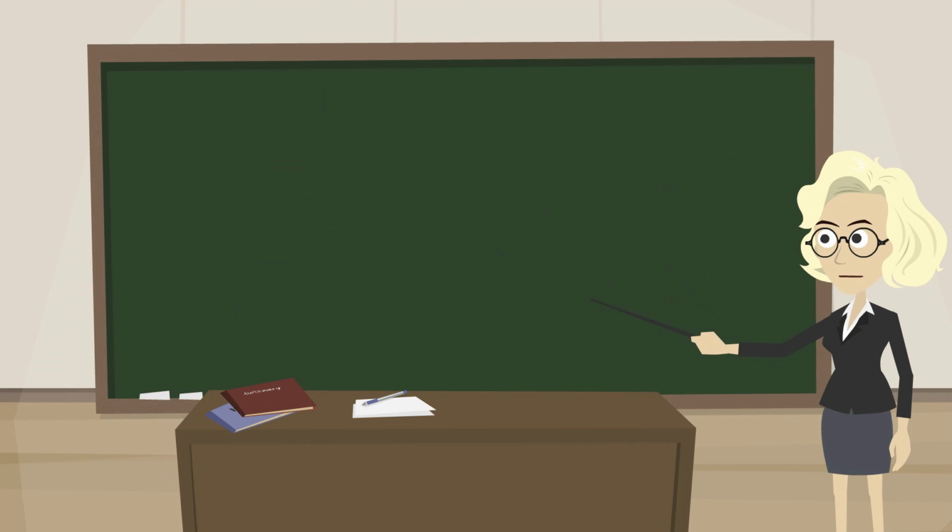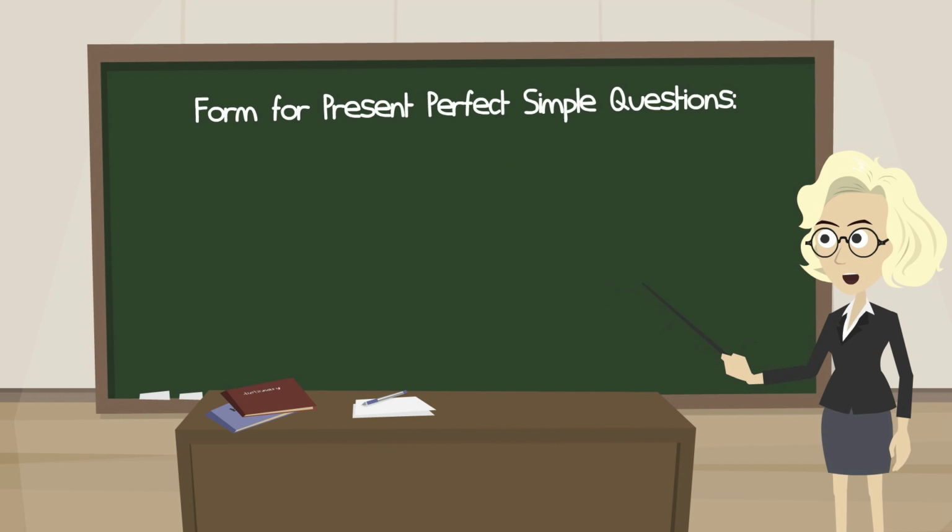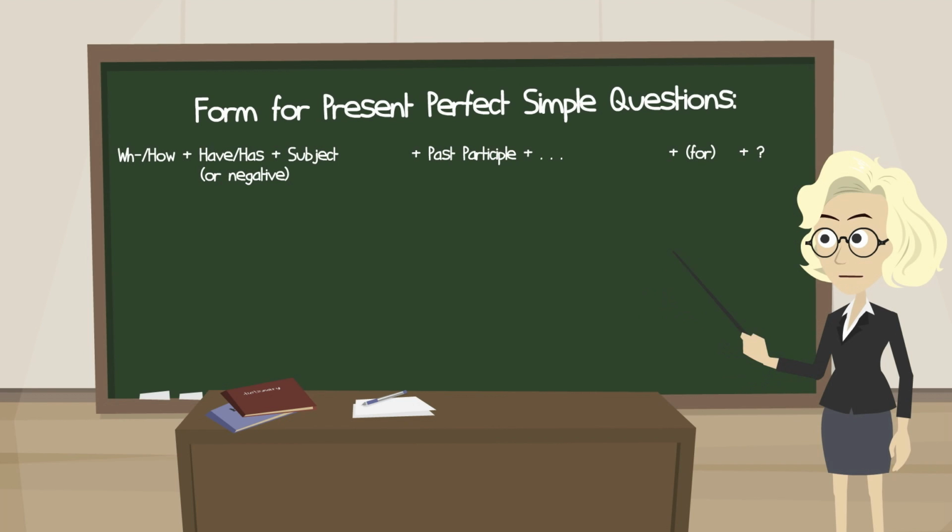Now let's have a look at the form for present perfect simple questions. For open questions, the form is WH or how question word plus have, has, or their negative form plus the subject plus past participle plus whatever you want to say plus for. Now the for is optional.